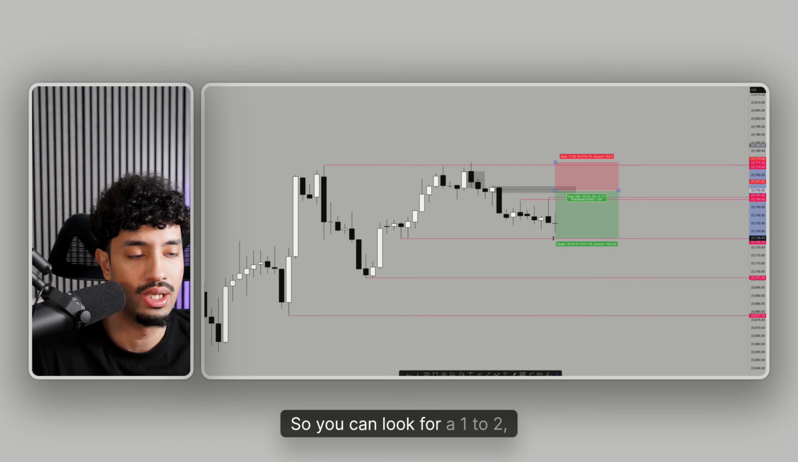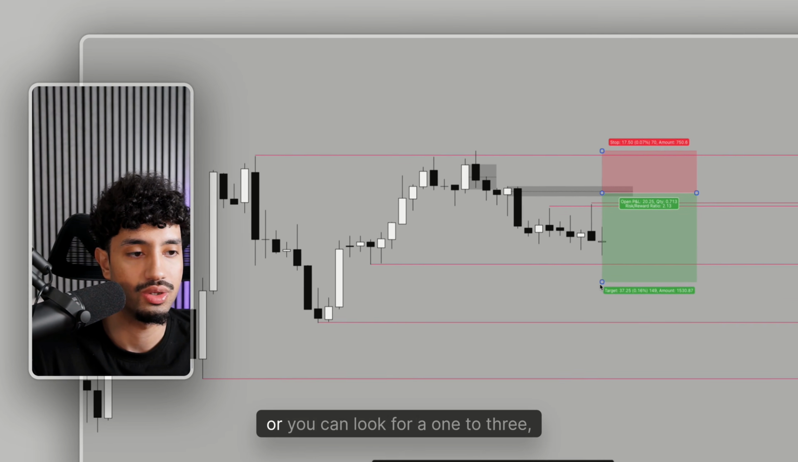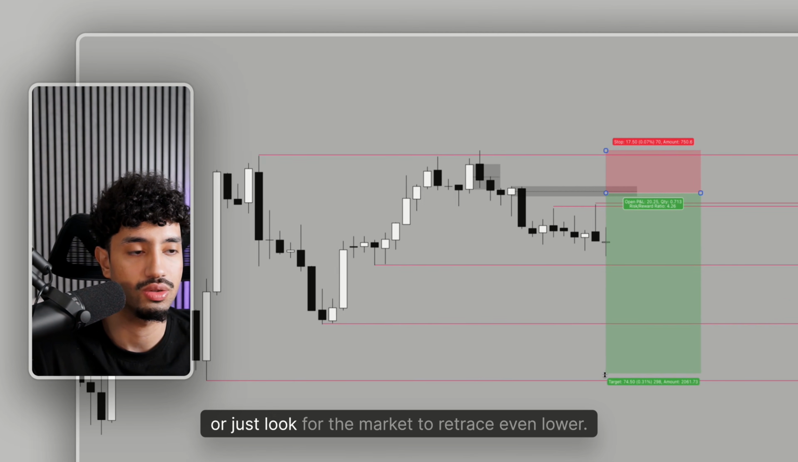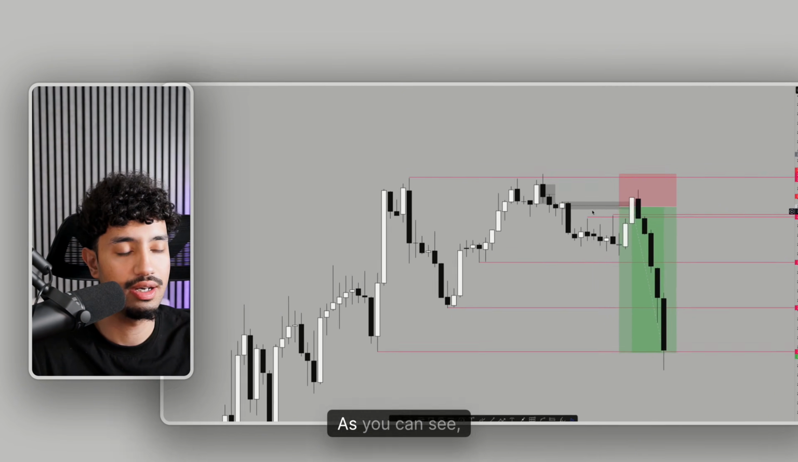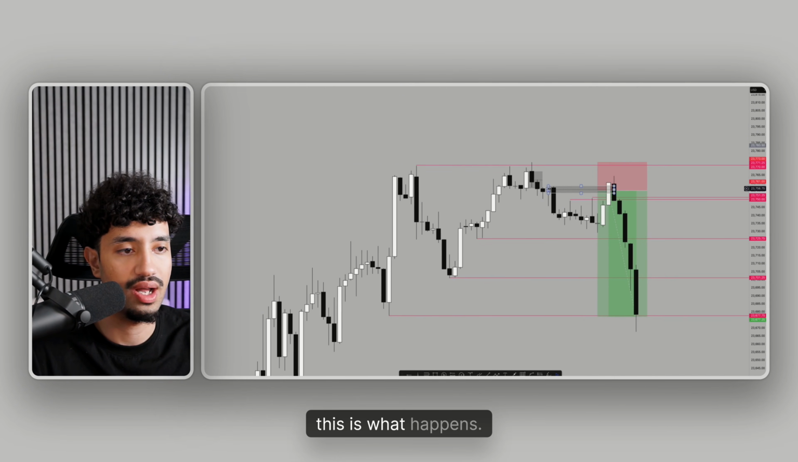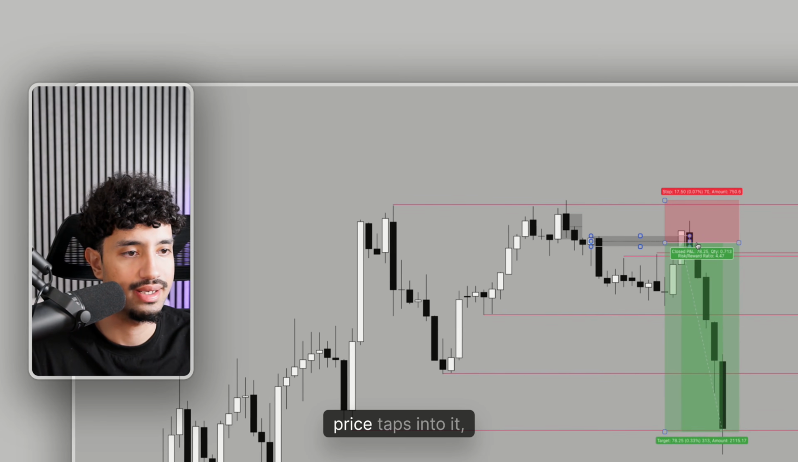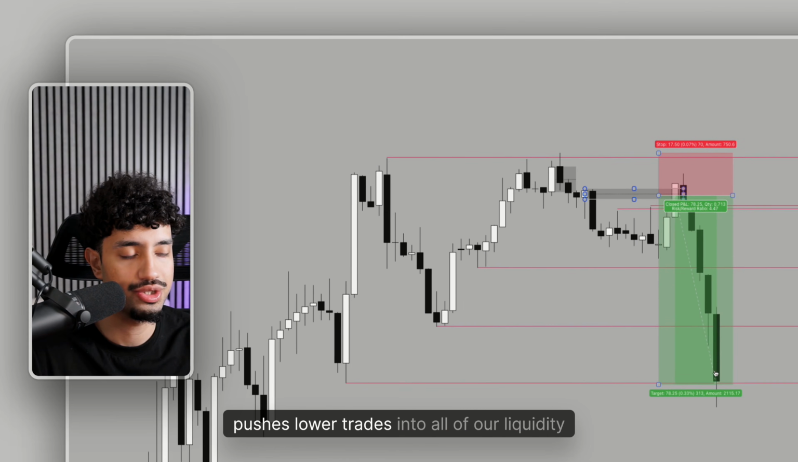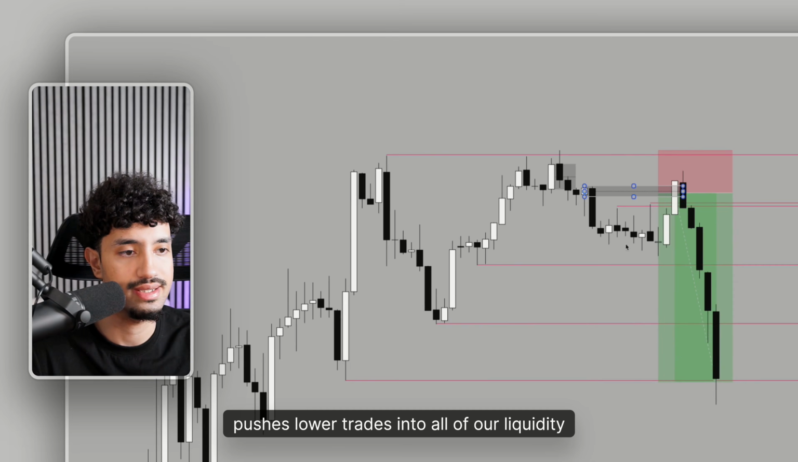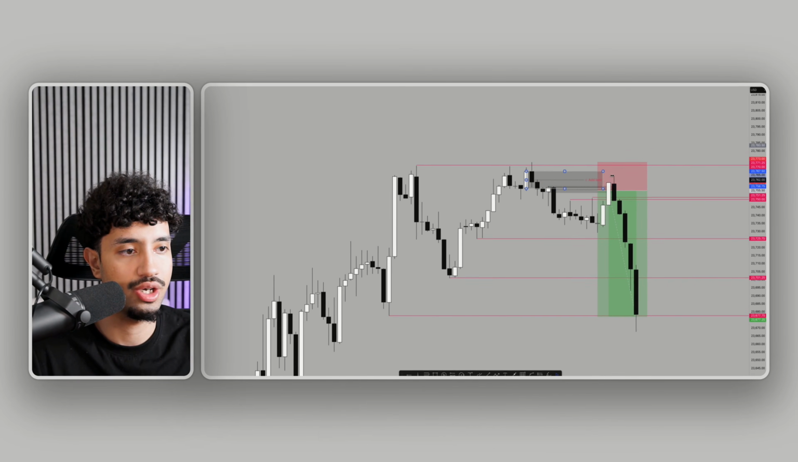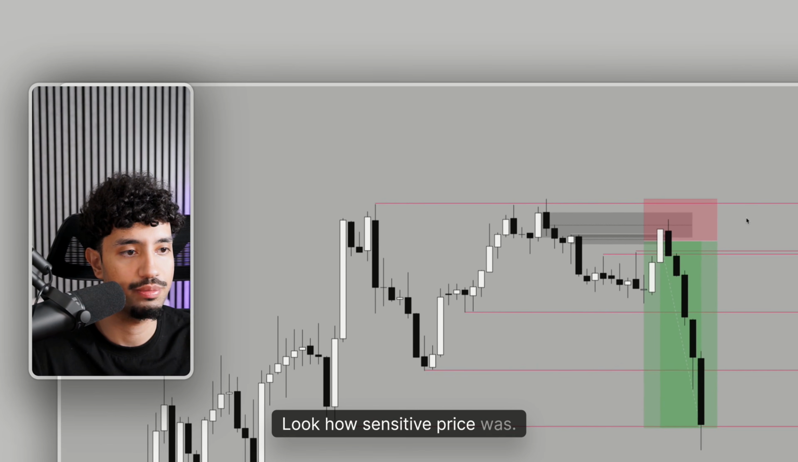You can look for a 1 to 2, which is right here, or you can look for a 1 to 3, or just look for the market to retrace even lower. As you can see, this is what happens. The OB, internal liquidity, price taps into it, pushes lower, trades into all of our liquidity targets. This was our OB candidate. Look how sensitive price was.